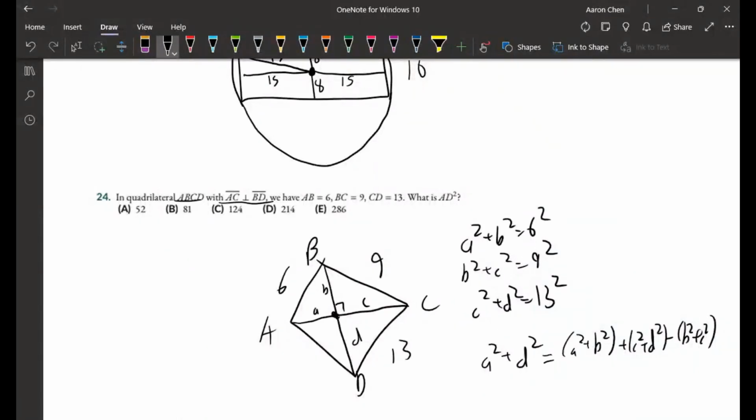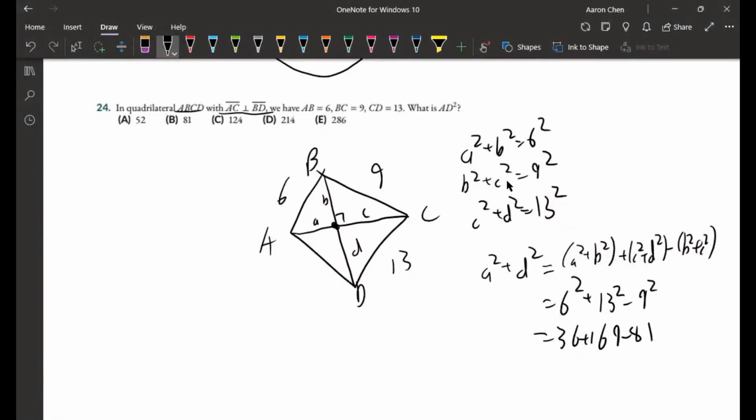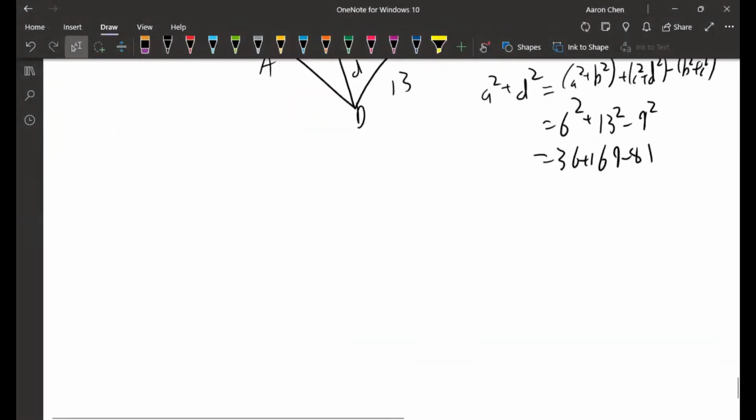And this kind of stuff is actually fairly common to see. So yeah, if you ever see something like this, I guess now you know how to do this. So we have that this is 6 squared plus 13 squared minus 9 squared. And this is 36 plus 169 minus 81. I won't explain how to do this quickly because there's no good way, or rather, there's no point in doing this fast. And the answer is just C, 124. And it's now the last problem.